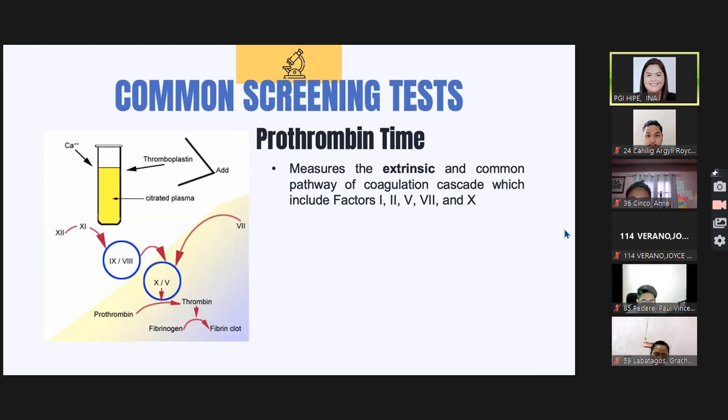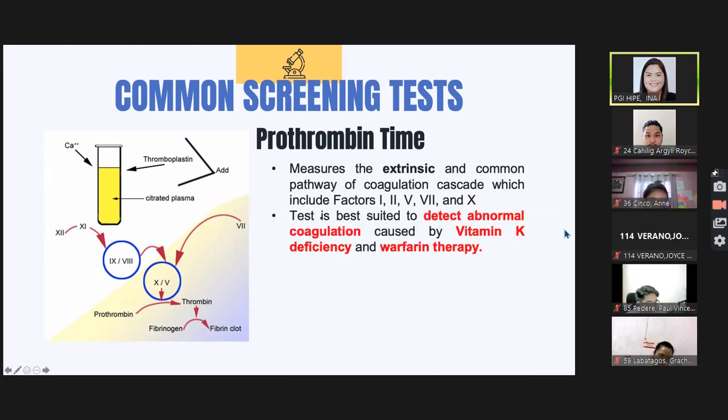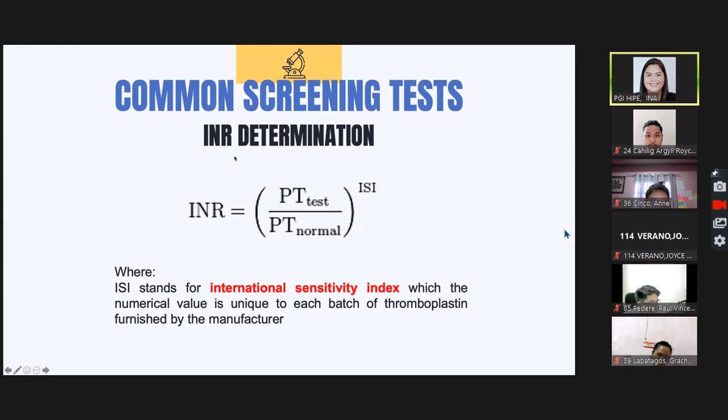So we have here the prothrombin time. So this measures the extrinsic and common pathway of coagulation cascade, which includes factors 1, 2, 5, 10. The test is best suited to detect abnormal coagulation caused by vitamin K deficiency and warfarin therapy. Also, the INR determination. Okay, so we are all familiar with this.